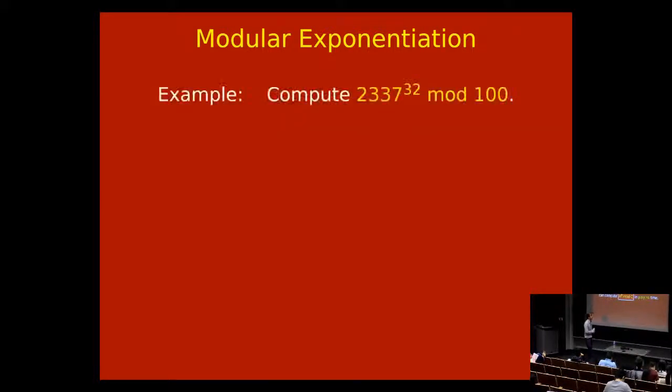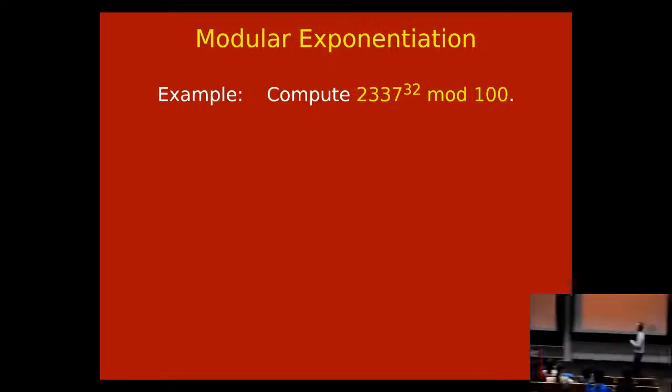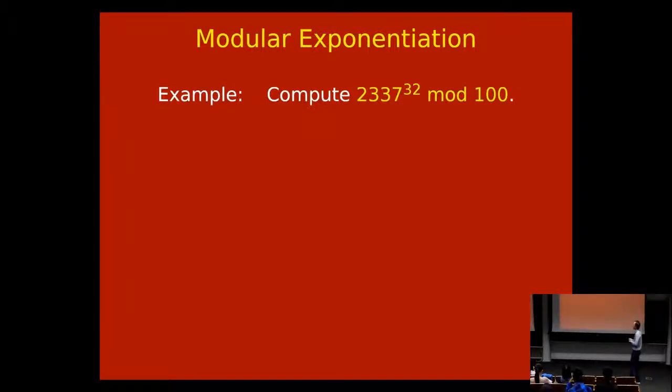So let me try to explain why that is. Let me give a small example, but these are the kind of things you should always think about when you're trying to develop, say, algorithms or numerical algorithms. How would I do this if I had to do it by hand? Because your computer's algorithm is just going to be like your by-hand algorithm, only somewhat faster. OK, so let's say we want to compute 2,337 to the 32 mod 100.